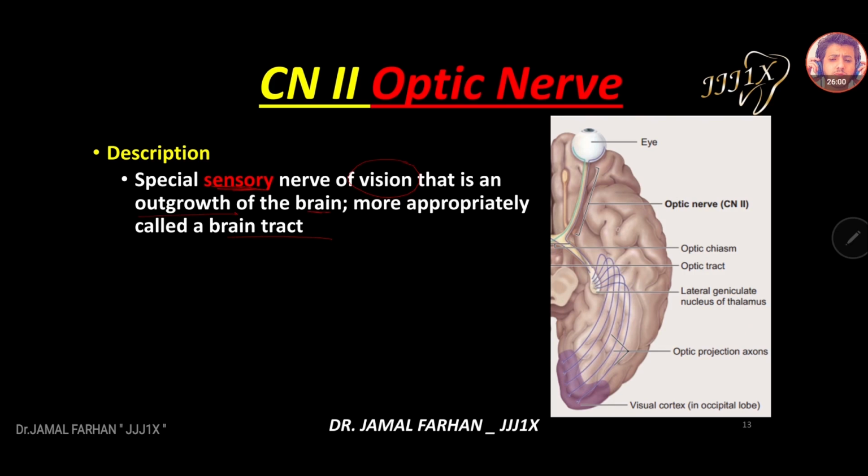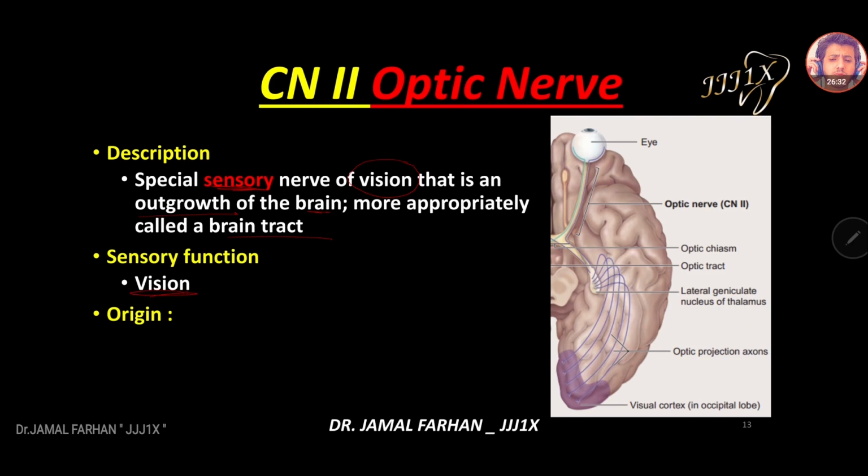As it seems here from this picture, it's like an outgrowth from the brain. That's why sometimes it's called the brain tract, because it just goes out from the brain. Okay, so it's a special sensory nerve for the eye. It's not motor, it's sensory. The sensory function is vision.